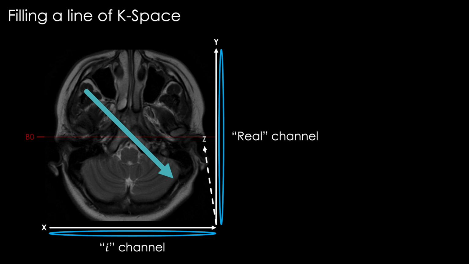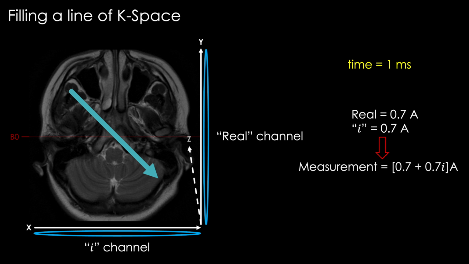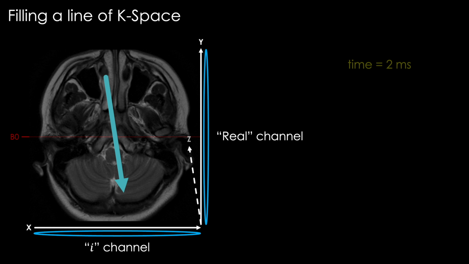Say we start recording now at this time point, 1 millisecond. Our real coil is measuring 0.7 amps, and our I coil is also measuring 0.7 amps. We can write this in a more mathematical form like this. Let's measure again at 2 milliseconds, when MNet has rotated further.